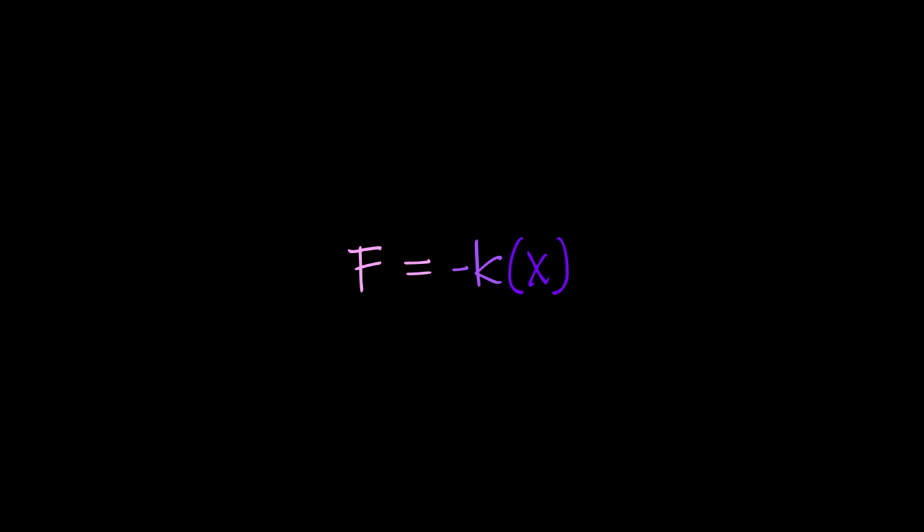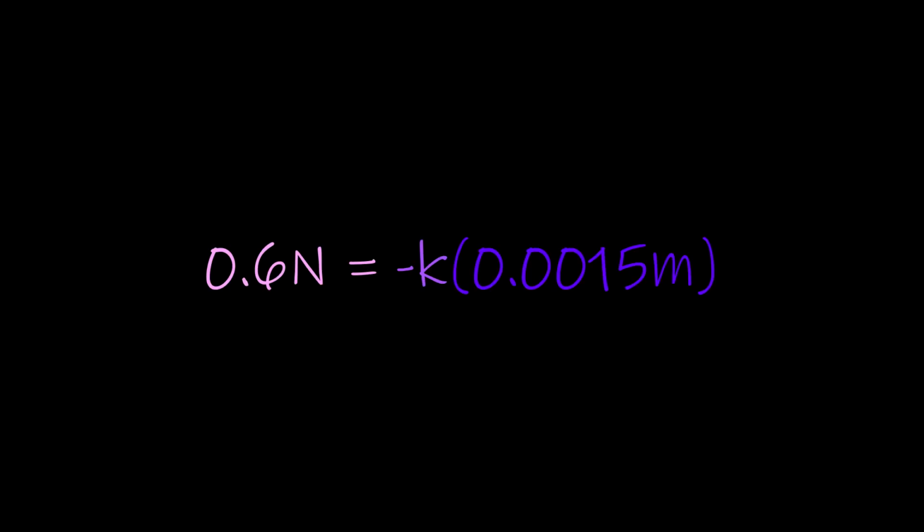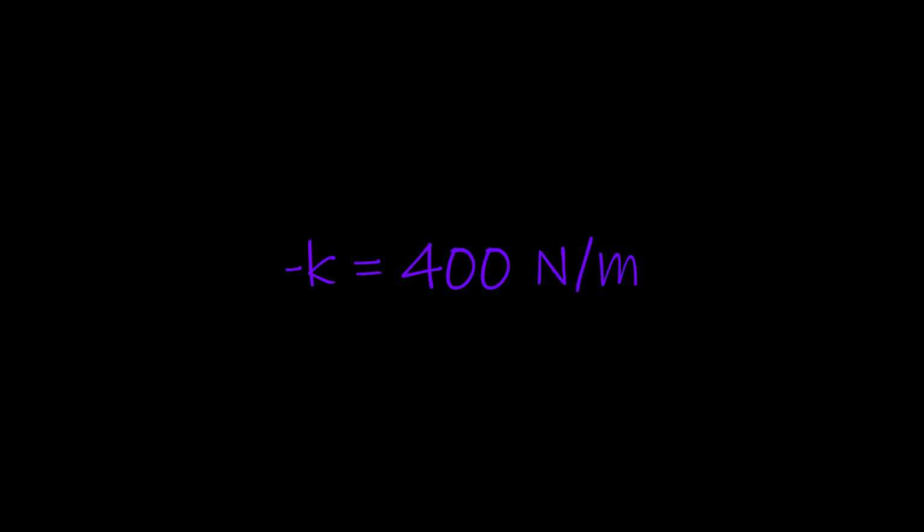So now we can use the equation F is equal to negative k times x. But we have a problem. The F is measured in Newtons and the x is measured in meters. So now we have to convert the grams to Newtons. So 60 grams is equal to 0.6 Newtons. And then we have to convert the millimeters to meters. 1.5 millimeters is equal to 0.0015 meters. So we get the equation 0.6 Newtons is equal to negative k times 0.0015. We divide 0.6 by 0.0015 and we get the spring constant is equal to 400 Newtons per meter.